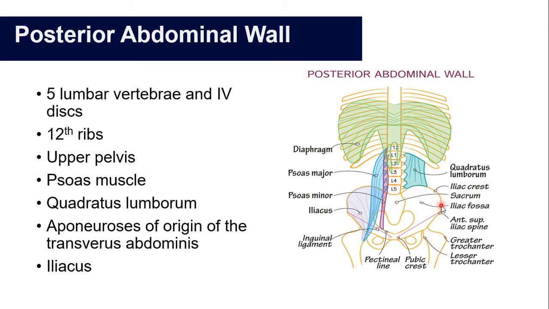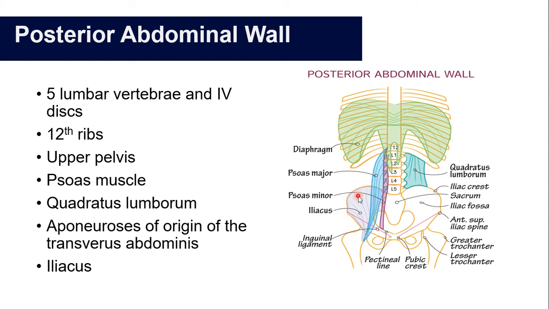And then we have the muscles. First, the psoas muscle. So we have here your psoas major and then your psoas minor. Aside from that, we also have the quadratus lumborum right here, and then the aponeurosis of the origin of the transversus abdominis, which is not shown here in the image. And lastly, we have the iliacus muscles. These iliacus muscles lie in the upper part of your bony pelvis, right here, as it is found in the iliac fossa.